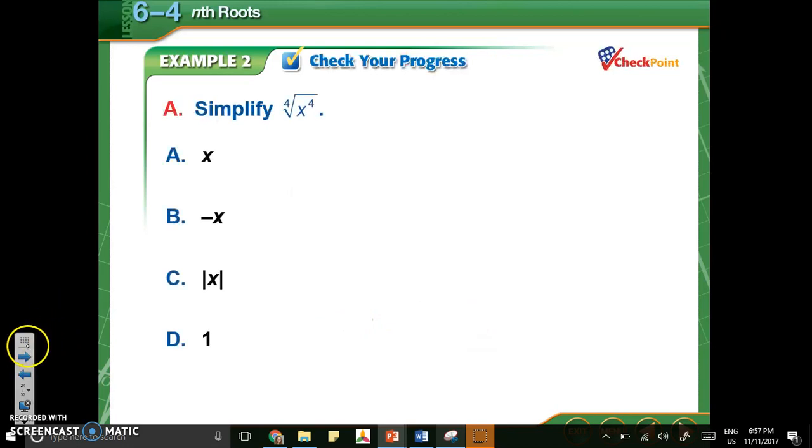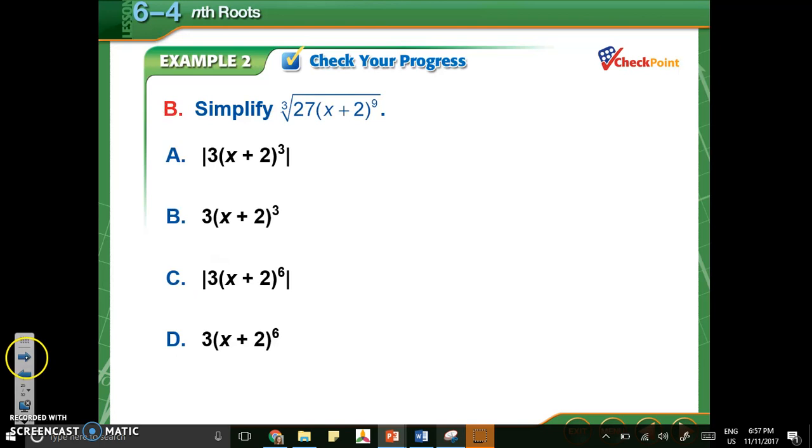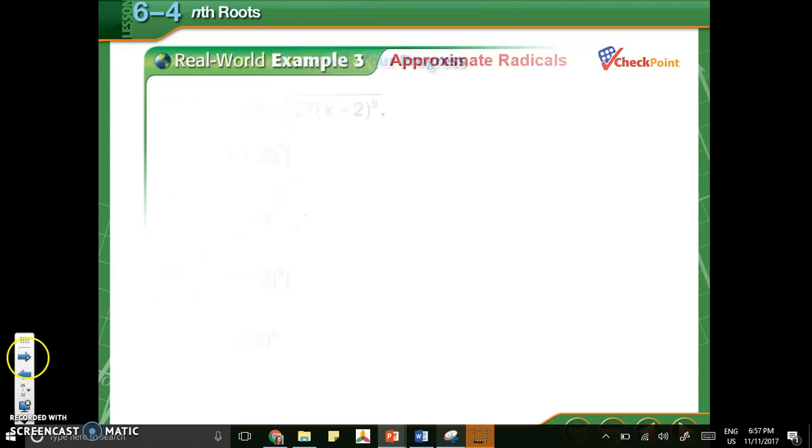All right, I want you guys to try this. Okay, hopefully you noticed here that you're taking an even index, even power, and you get an odd power, x to the 1st, so you have to use absolute value. All right, try this one. Right here, since your index is odd, we don't have to worry about absolute value. The cube root of 27 is 3, and the cube root of x plus 2, that quantity to the 9th, is that quantity of x plus 2 to the 3rd.